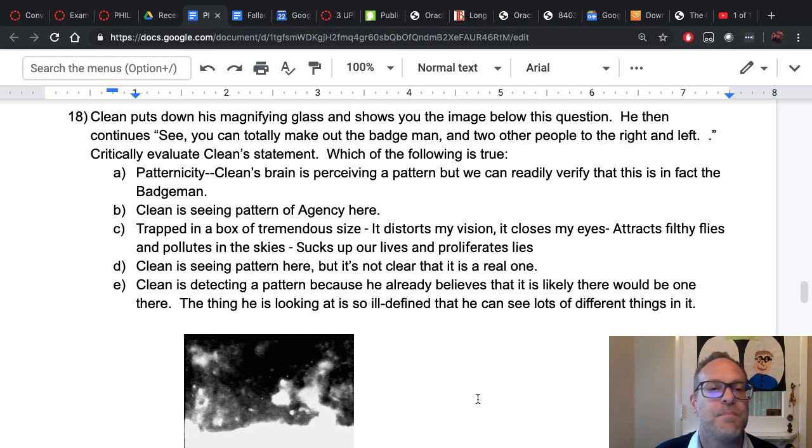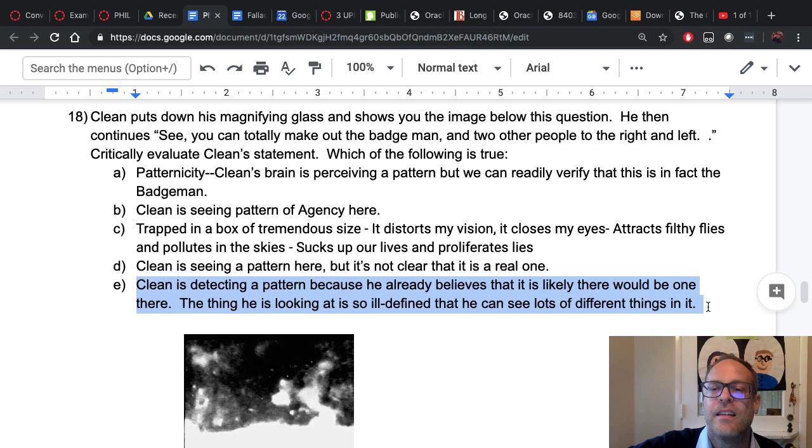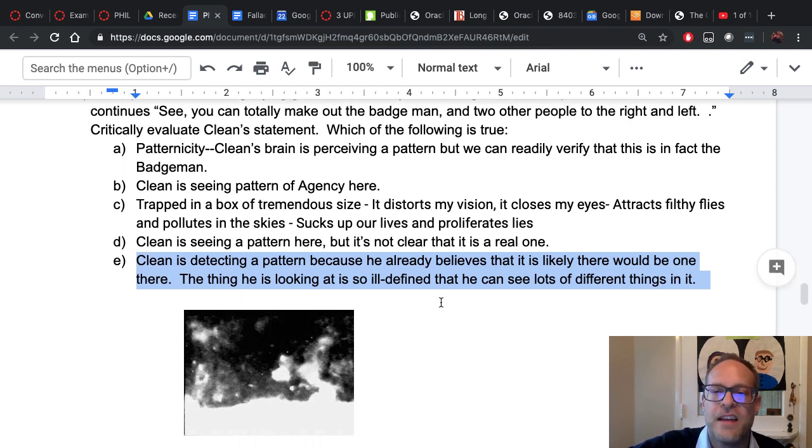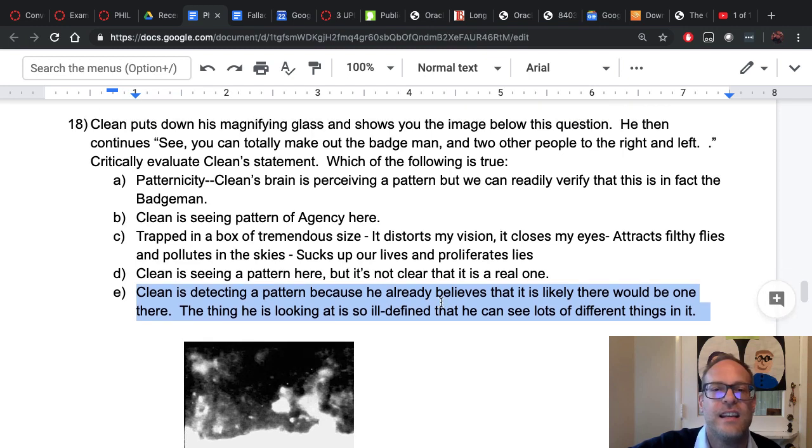Okay. D, Clean is seeing a pattern here. It's not clear that it is a real one. E, Clean is detecting a pattern because he already believes that it's likely there would be one there. The thing he's looking at is so ill-defined that he can see lots of different things in it.